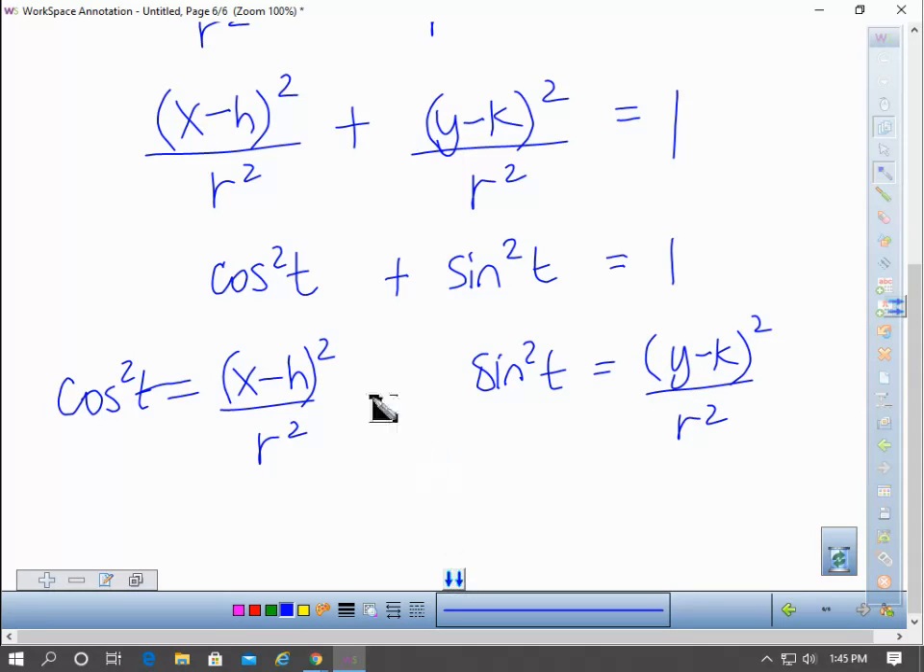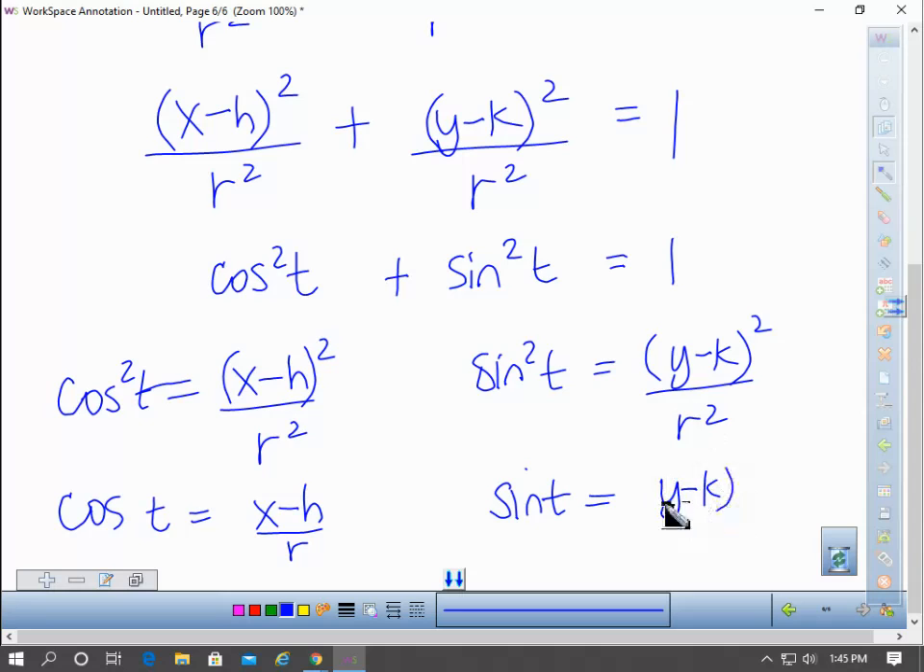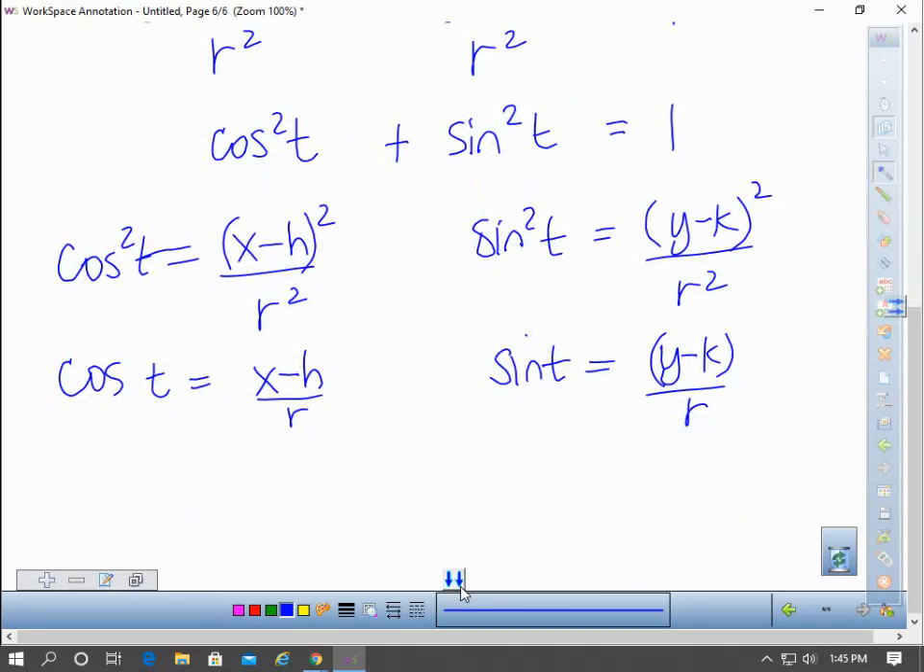So now I can figure out that cosine of t, since I can take the square root of everybody now, is going to be (x minus h) over r. And over here, these are all squared, so I can take the square root of everybody. So sine t is going to be (y minus k) over r. All right? And so now we need to solve for x and y to get our parametric equations. So I'm going to multiply the r over here. So r cosine t will equal x minus h. And then you're going to add your h.